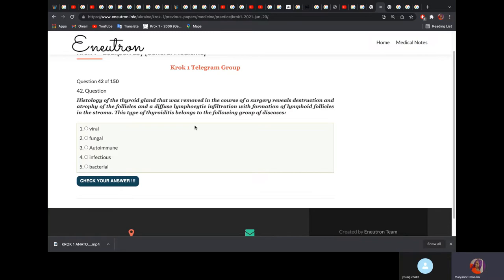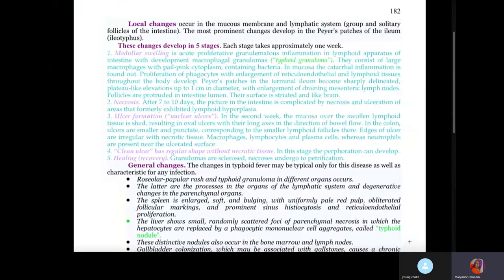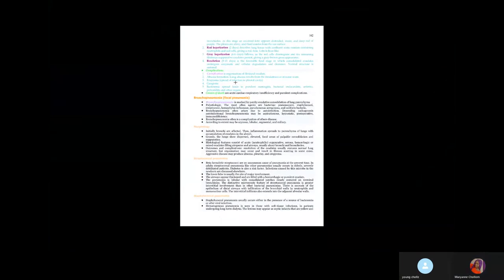Histology of the thyroid gland that was removed in the course of a surgery revealed destruction and atrophy of the follicles and diffuse lymphocytic infiltration, formation of lymphoid follicles in the stroma. This type of thyroiditis belongs to the following group. So let's look at thyroiditis, but we explain this in the pathomorphological section. Let's look for the thyroiditis.